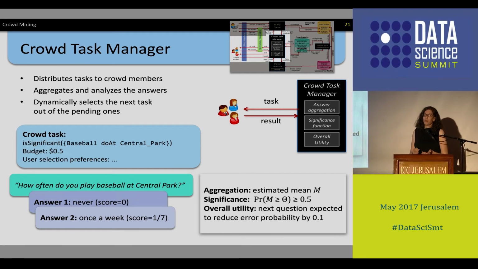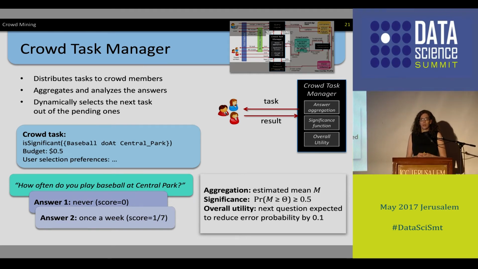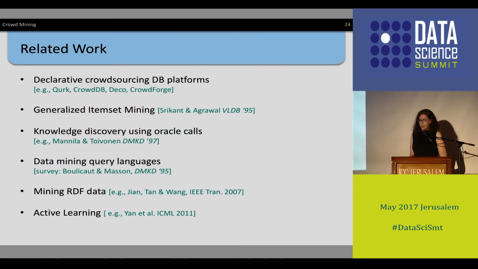Okay, so we want to aggregate the answers, estimate the significance of the pattern, and we also want to decide how likely is more questions to give us benefit, and this is exactly what we do in our model. We estimate the probability of error given the current data that we have, and then we decide whether more questions can help us there. So this was a very brief overview of what we do here. Let me just summarize what I talked about today.